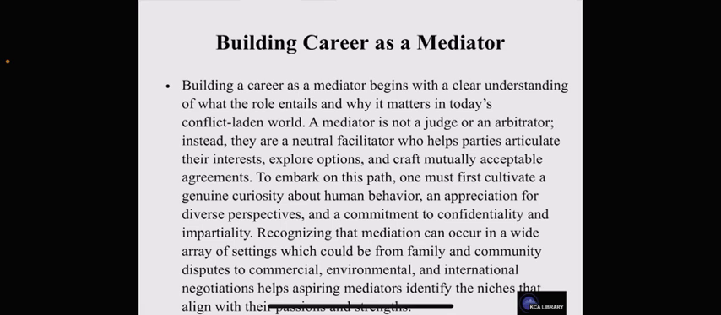To embark on this path, one must first cultivate a genuine curiosity about human behavior, an appreciation for diverse perspectives, and a commitment to confidentiality and impartiality, recognizing that mediation can occur in a wide array of settings, from family and community disputes to commercial, environmental, and international negotiation. This helps aspiring mediators identify the niches that align with their passions and strengths. So you should know your role and why it is very important in society and between conflicting parties.